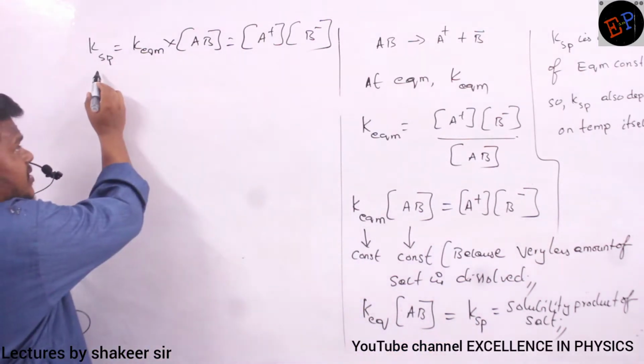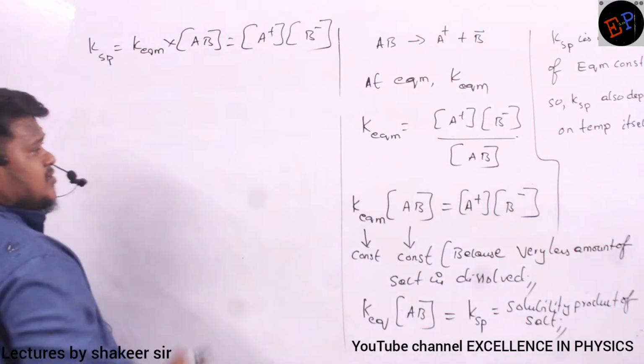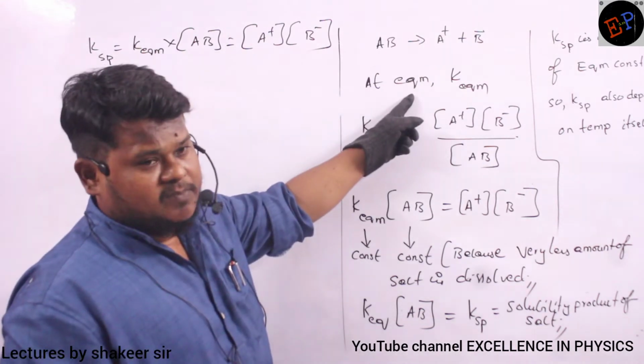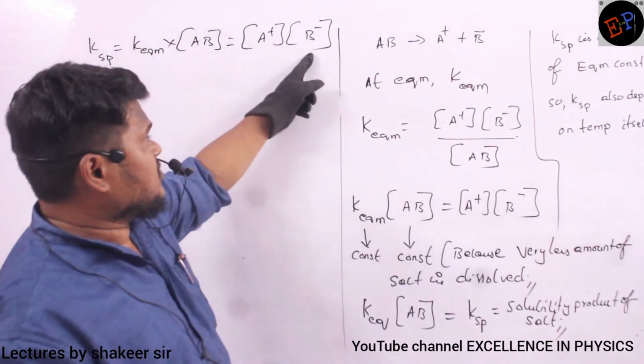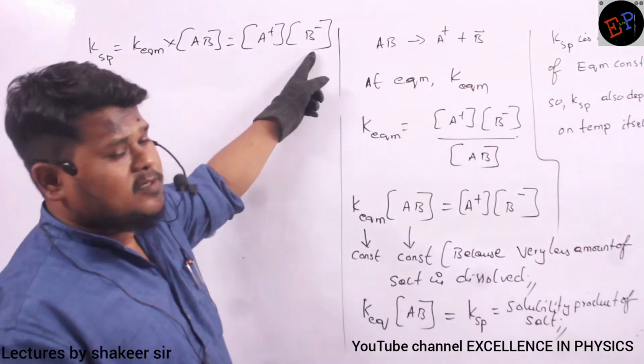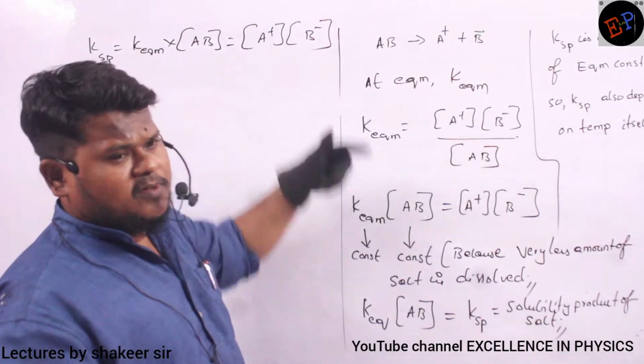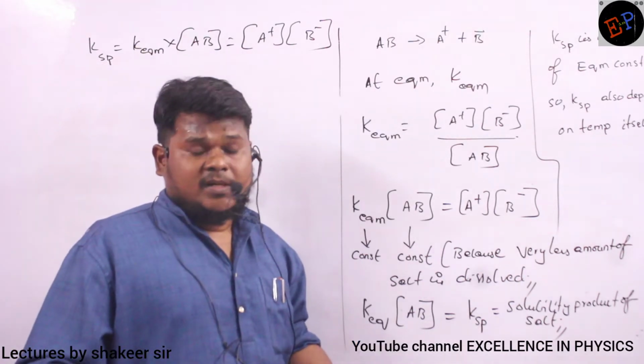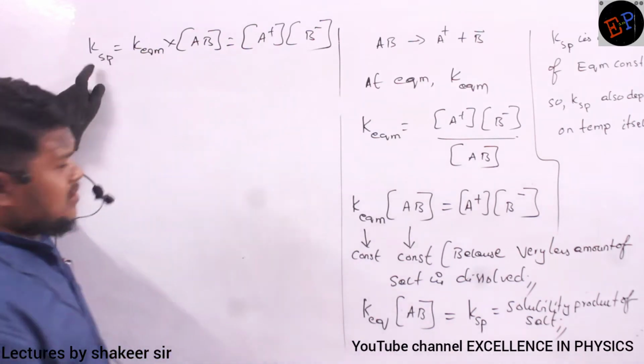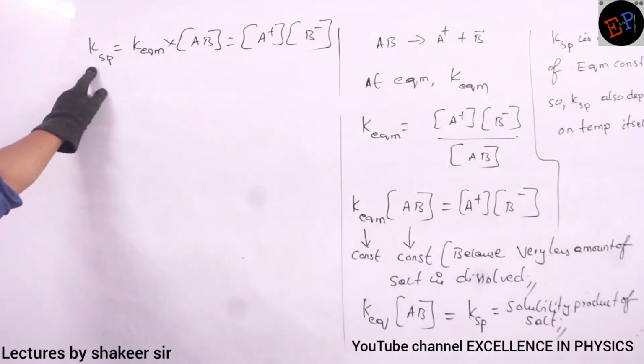But this is called KSP at which condition? This is called KSP at equilibrium. Are you able to understand? These are ions only, no? The concentration of A plus and the concentration of B minus are called ions, and this is the product of ions. So this is called the ionic product. But the same ionic product you will call KSP in which condition? At equilibrium. Are you able to understand?